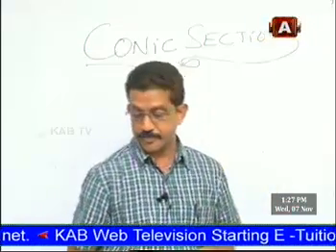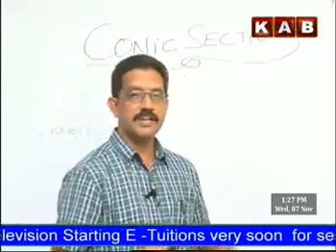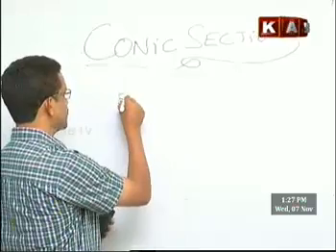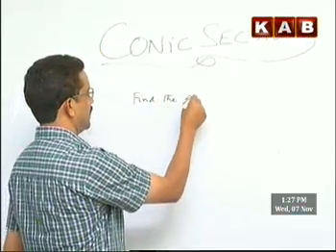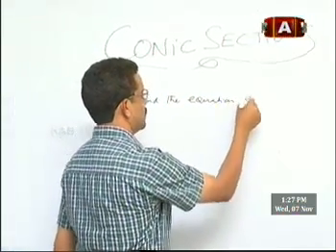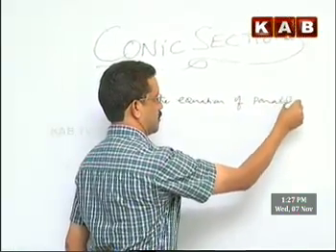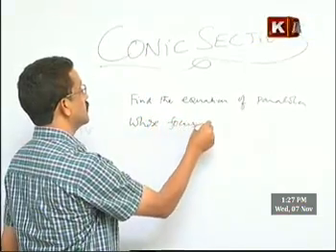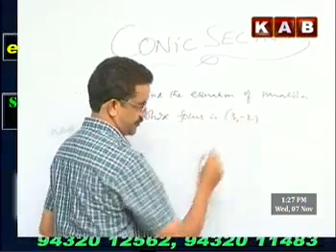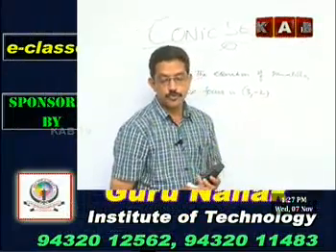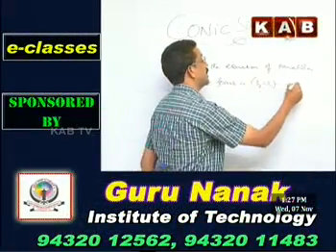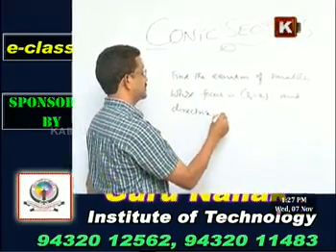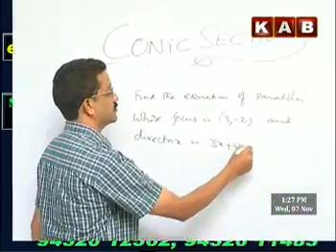Now let me take up some more questions so that you will have a clear idea how to proceed. See, this question is: find the equation of the parabola whose focus is (3, -2) and directrix is 3x plus 2y minus 4 is equal to 0.